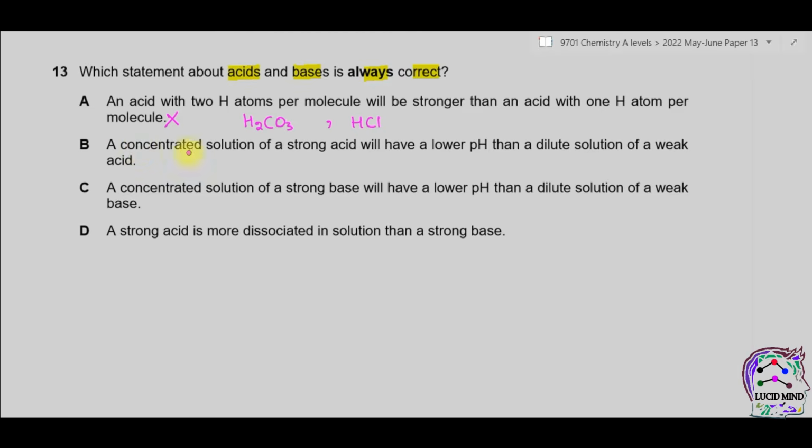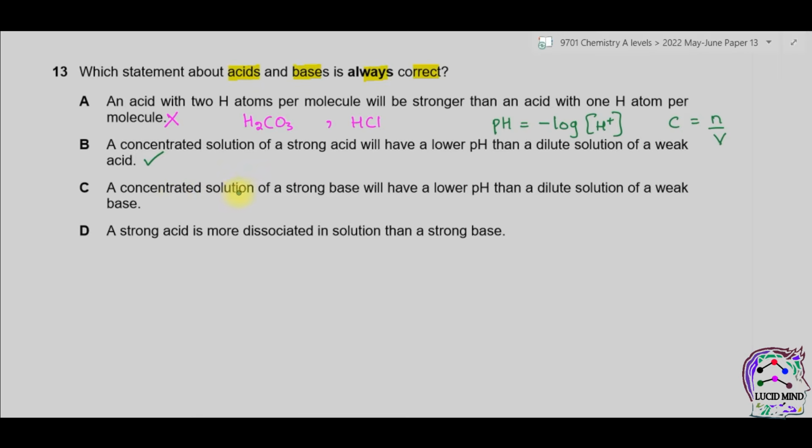Part B. A concentrated solution of strong acid will have a lower pH than a dilute solution of weak acid. Now pH depends on the concentration of H+. So if we have a concentrated solution, then there will be more H+ ions and the pH will be lower. If we have a dilute solution, the concentration is reduced, because concentration is inversely proportional to volume. So if volume is increased in a dilute solution, then concentration is decreased, and if concentration is decreased, then pH will increase. So this statement seems true.